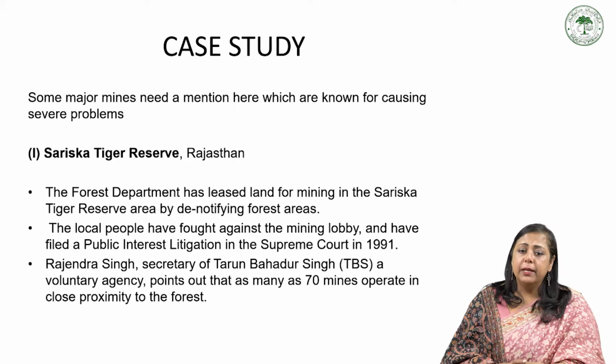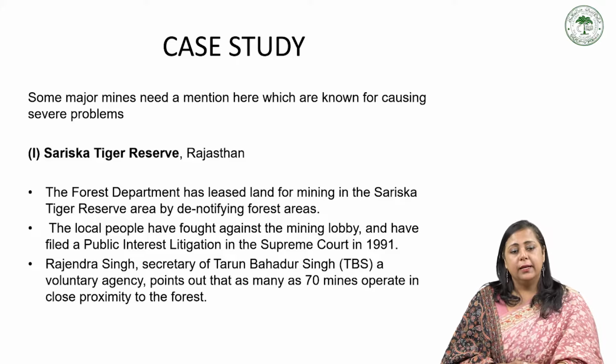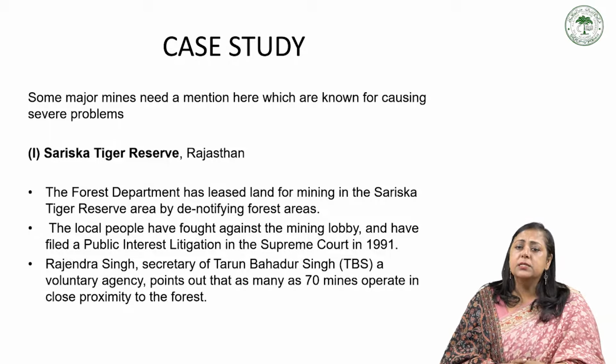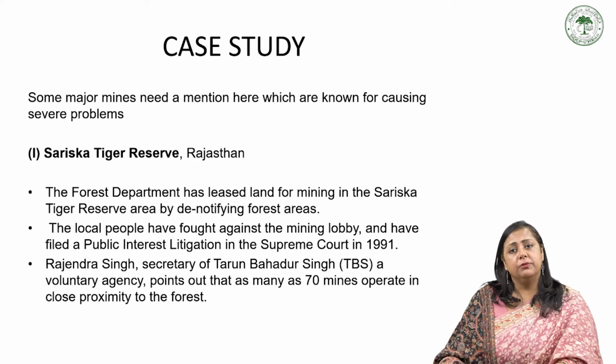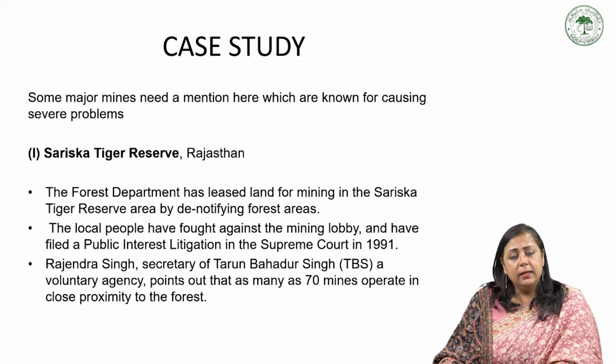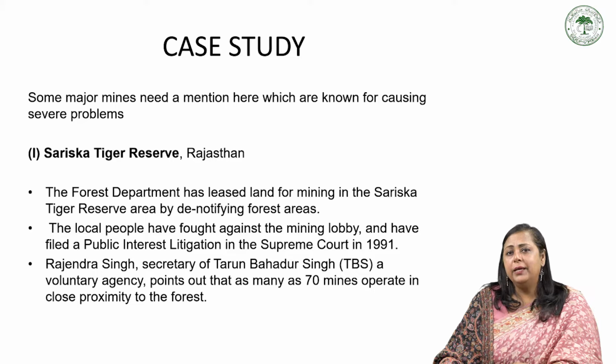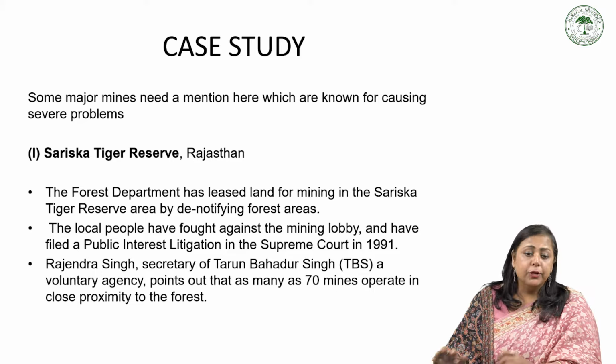So they fought against the mining lobby and filed a PIL, public interest litigation, in the Supreme Court in 1991. Rajinder Singh, the secretary of Tarun Bharat Sangh, a volunteer agency, pointed out that as many as 70 mines operate in close proximity of the forest. So, legally and illegally, there are 70 mines operated close to the forest. Mining is actually disturbing the biodiversity, and we are talking about environment conservation and biodiversity conservation.